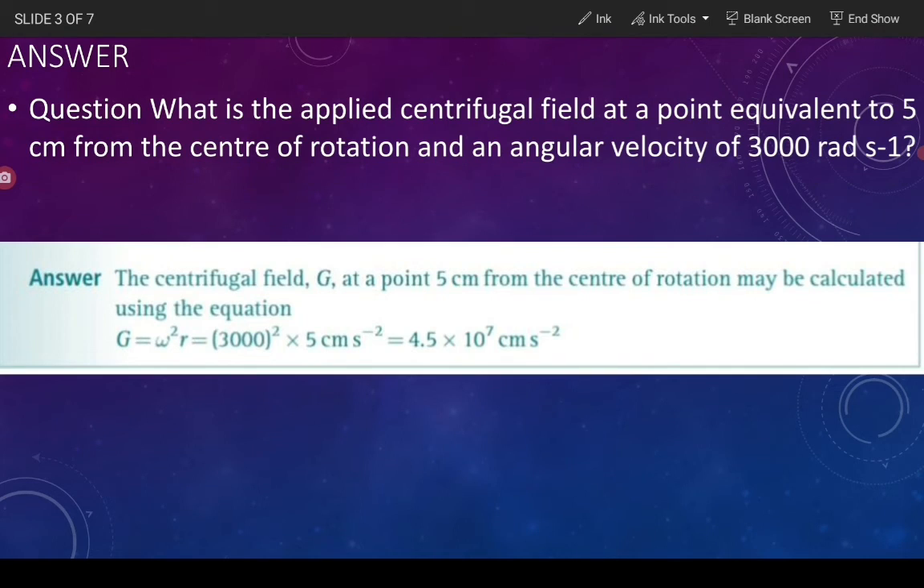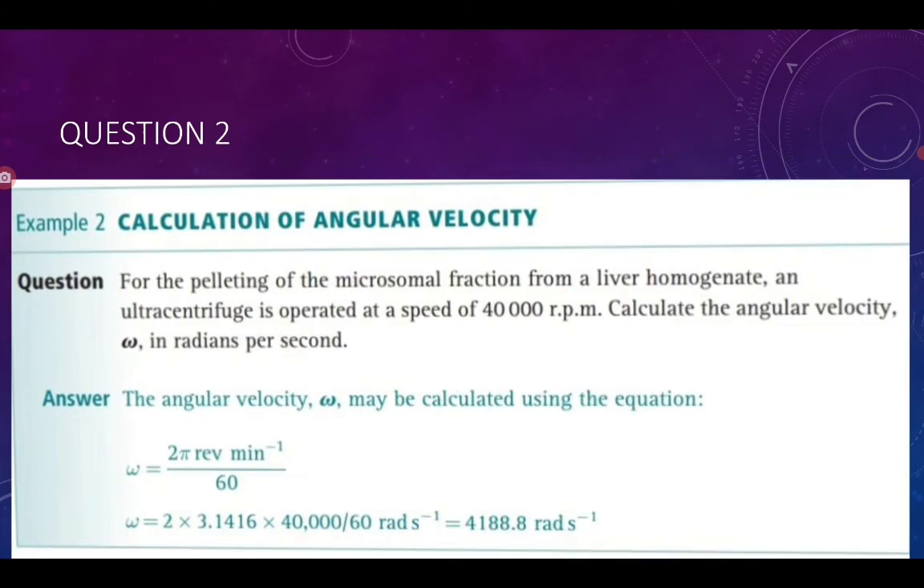So here we can see the answers. Like I said, G is equals to omega square R. Omega is 3000 square into 5 centimeter R is equals to 4.5 into 10 to the power 7 centimeter per second square. So that's the applied centrifugal field, G. Let's go to the next question. So question 2.